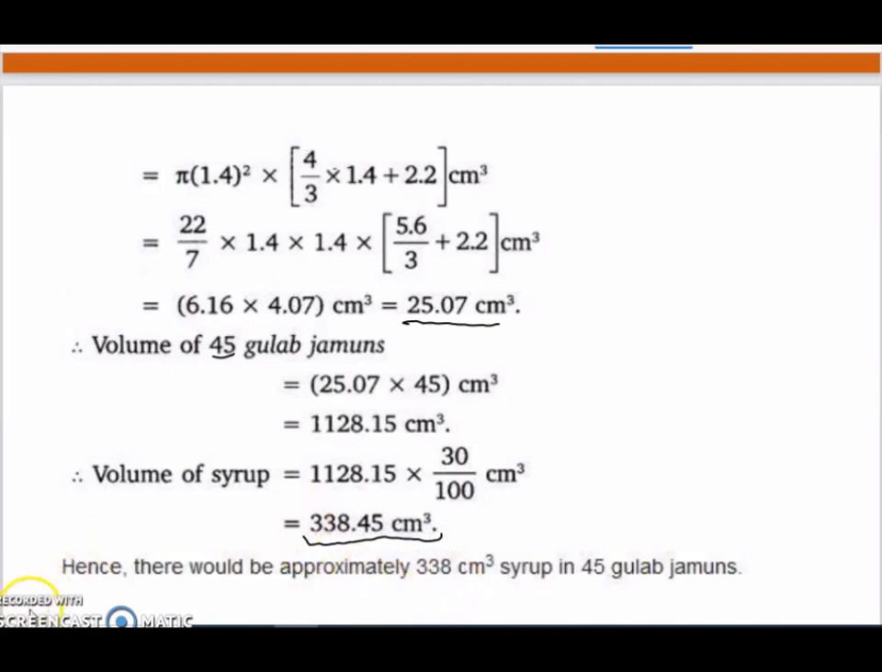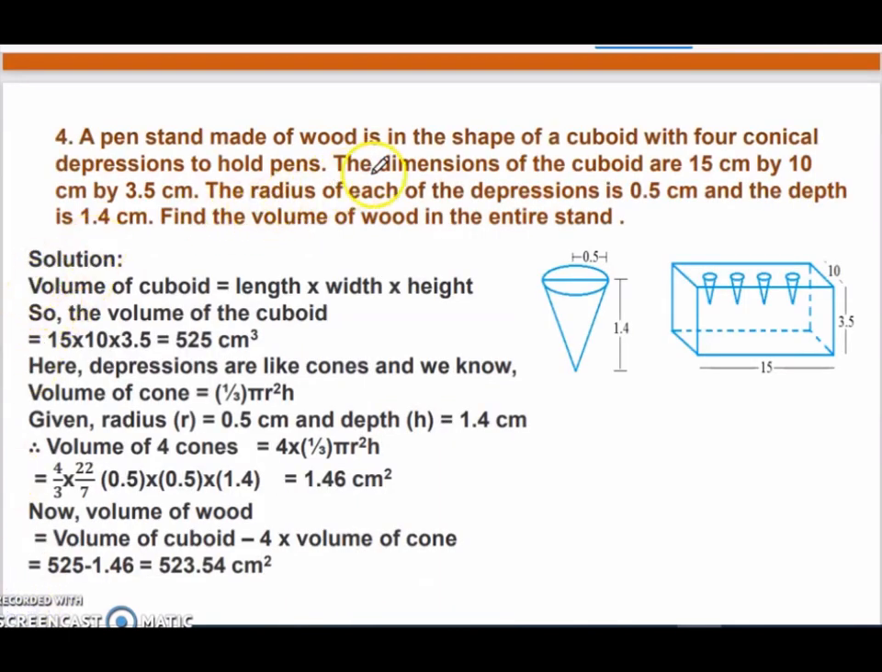That is the answer. A pen stand made of wood is in the shape of a cuboid with 4 conical depressions. So these are the conical depressions, 4 of them are there on a cuboid. The dimensions of the cuboid are 15 centimeter by 10 centimeter by 3.5 centimeter. Radius of each of the depressions is 0.5 centimeter and depth is 1.4 centimeter. Find the volume of wood in the entire stand.